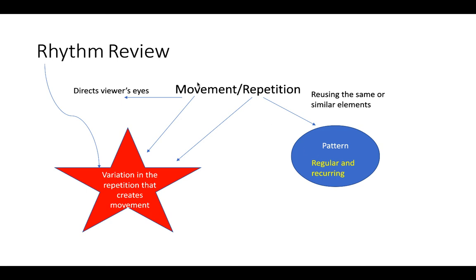Now, movement directs the viewer's eyes. And when you have movement and repetition within your image, you have a variation in the repetition that creates movement, which is ultimately rhythm.